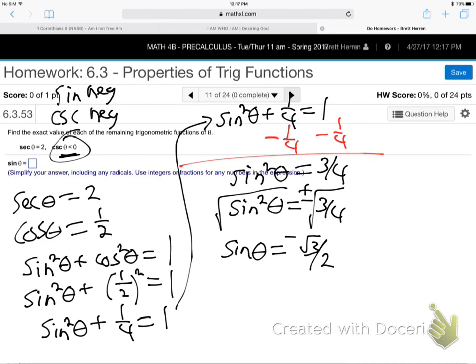I don't even need to find which quadrant. I can just simply look and say cosecant is negative, so sine is negative. They're going to always be the same sign as each other. They're just upside down at each other, right? Reciprocal functions. So sine is negative √3/2. So we've got sine and cosine. We can find all the other 4 functions now quite easily. Good? No questions on that? Because they're going to change the game here.